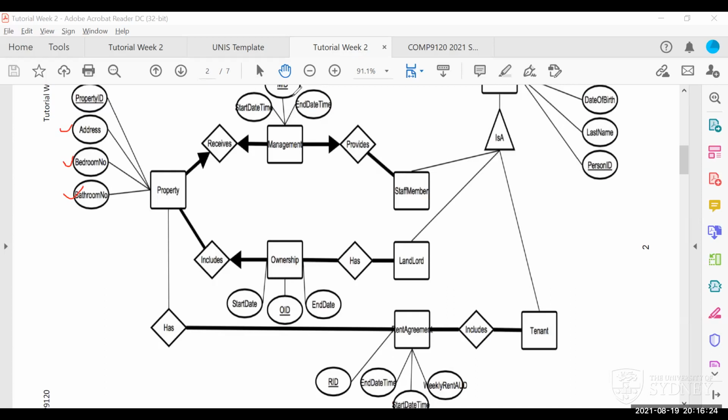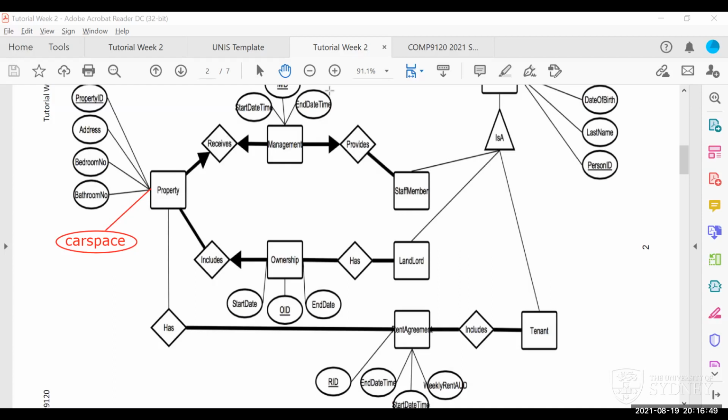Okay, so let's add that. Let's add that car space number, and let's draw this with an ellipse shape. The ellipse here basically indicates an attribute. Okay.